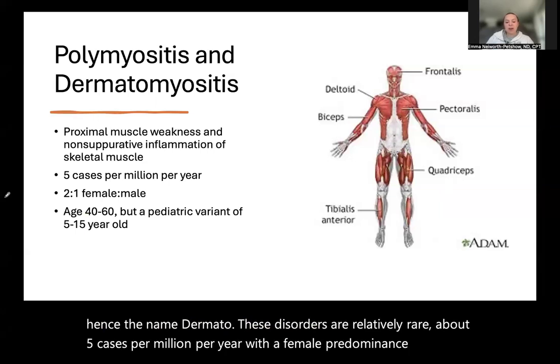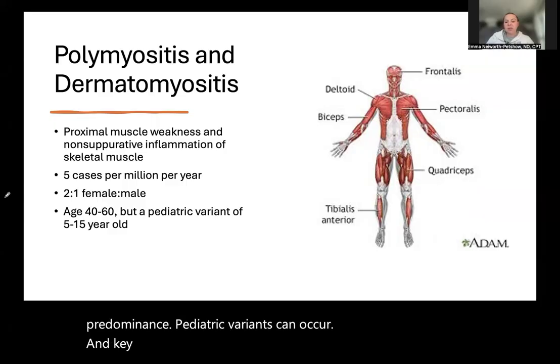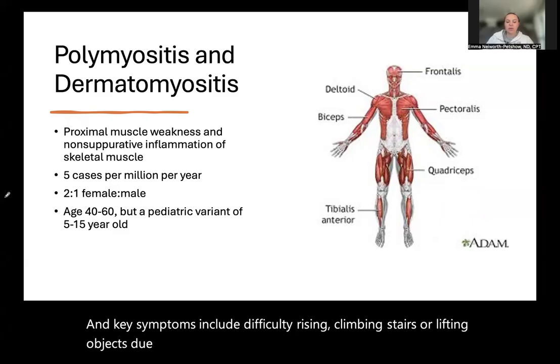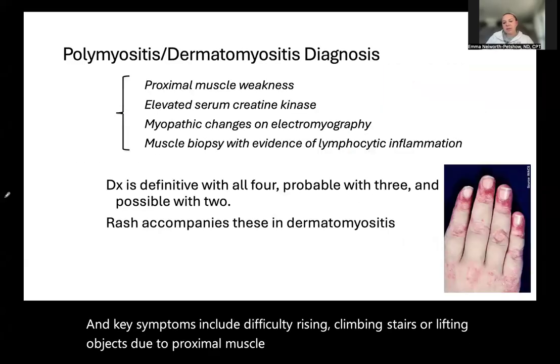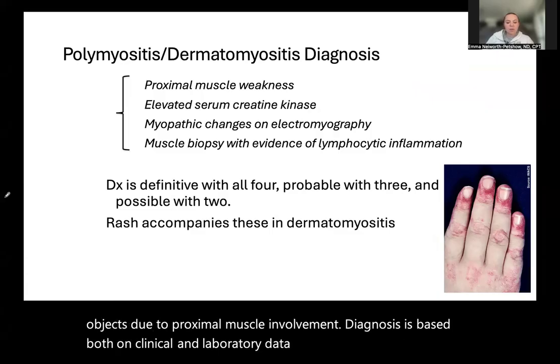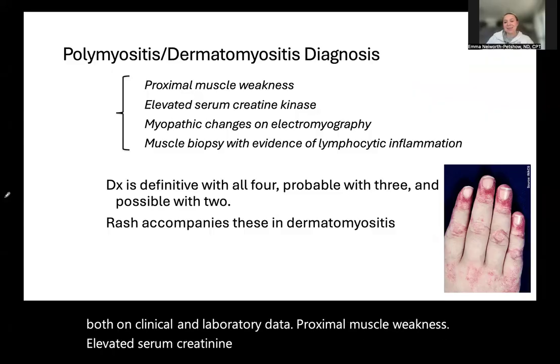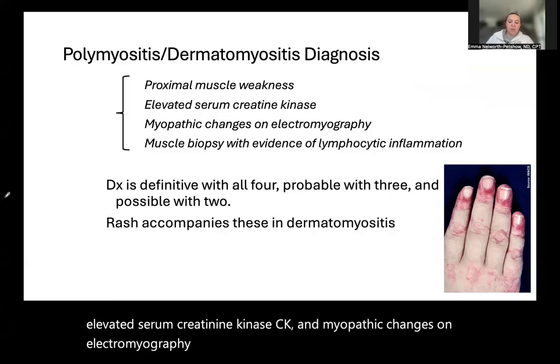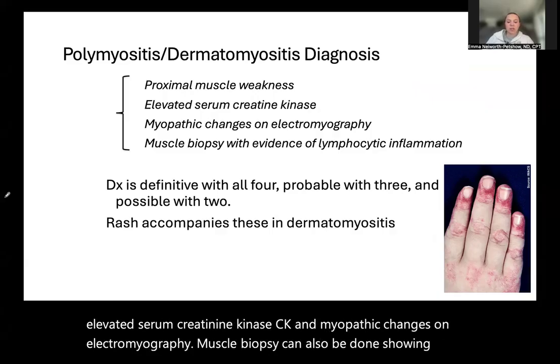Pediatric variants can occur, and key symptoms include difficulty rising, climbing stairs, or lifting objects due to proximal muscle involvement. Diagnosis is based both on clinical and laboratory data: proximal muscle weakness, elevated serum creatine kinase, CK, and myopathic changes on electromyography. Muscle biopsy can also be done, showing lymphocytic infiltration or inflammation.